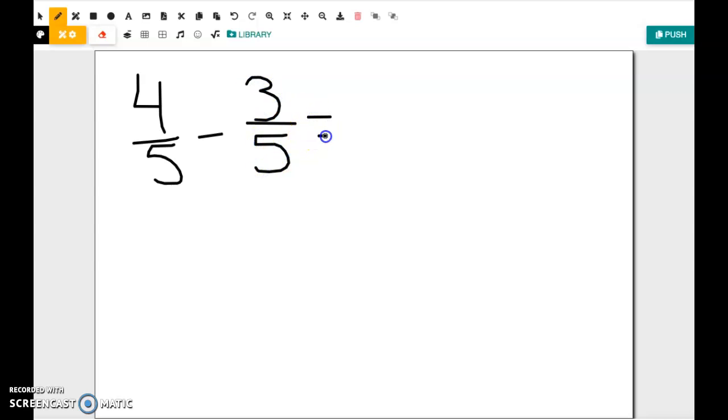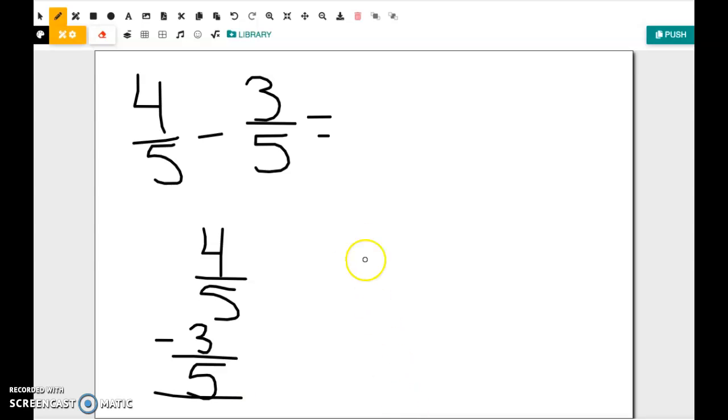Okay. As I showed you last week, I can solve these simple subtraction problems horizontally, or if I choose to, I can rewrite them vertically. This will come to be helpful when we begin subtracting mixed numbers. But for now, these are simple fractions and horizontal subtraction is just fine.